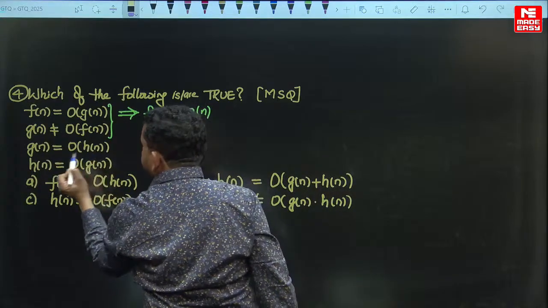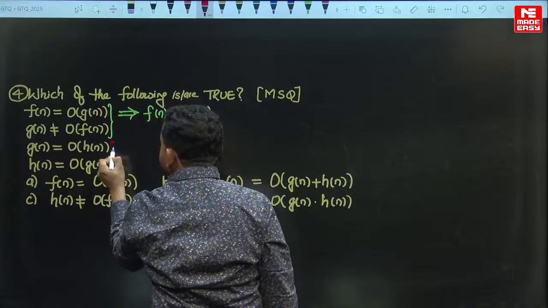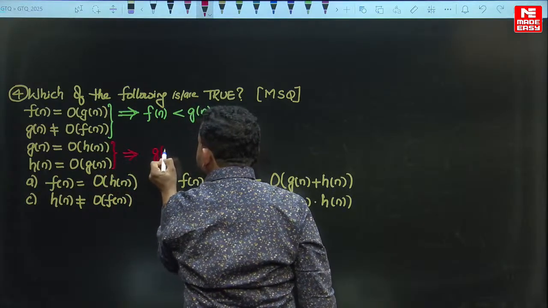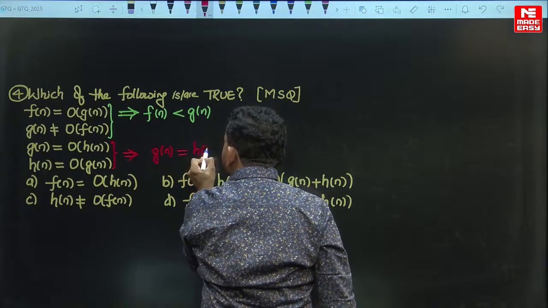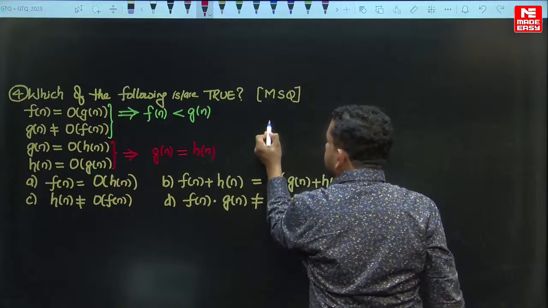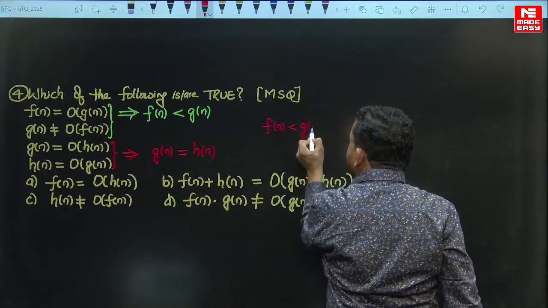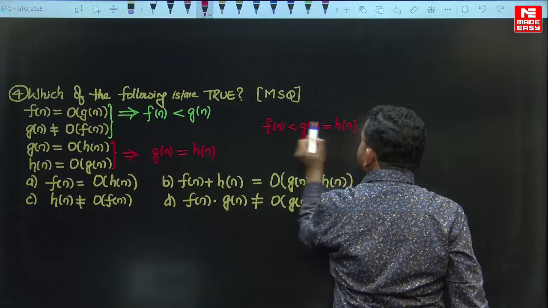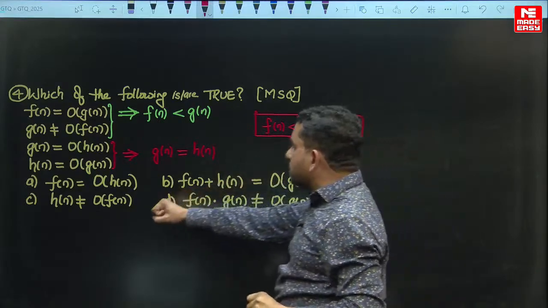G of n is big O of h of n, and h of n is big O of g of n. Because of these two statements, g of n and h of n are asymptotically equal. So f of n is asymptotically smaller than g of n, and g of n is asymptotically equal to h of n. These are the three given functions, so based on them, see which option is correct.